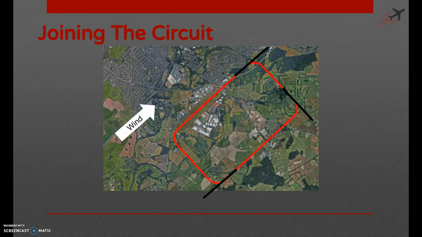So you can join the circuit on a straight in approach. You can also join the circuit on a base, or you can join the circuit on a downwind. It's good to note here that other types include an overhead join, but I'll probably leave this for Connor to do in another future video.